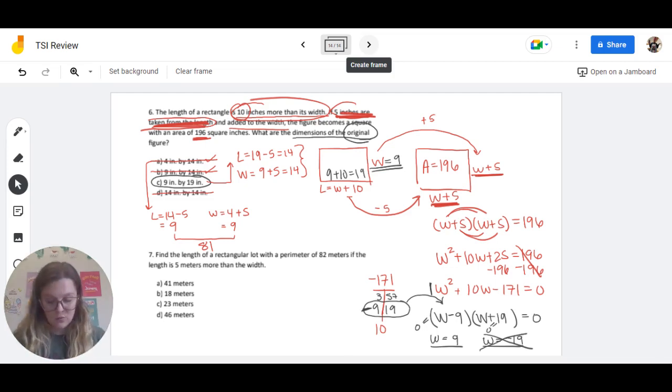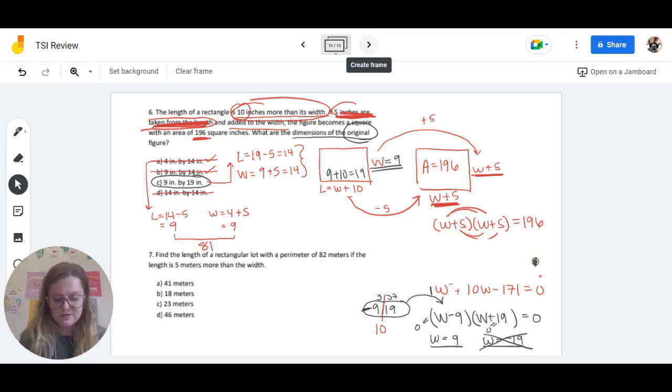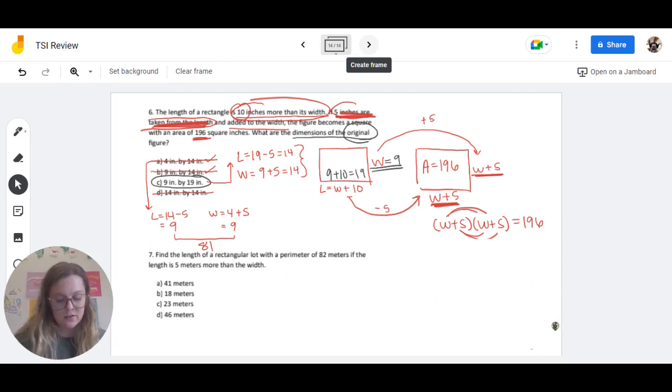Okay, guys, one more. So I'm going to erase the side. So if you need to pause before I erase it, go ahead. And we have one more left. Okay, so 7 says, find the length of the rectangular lot with a perimeter of 82 meters if the length is 5 meters more than the width.